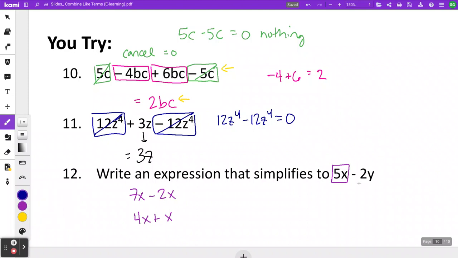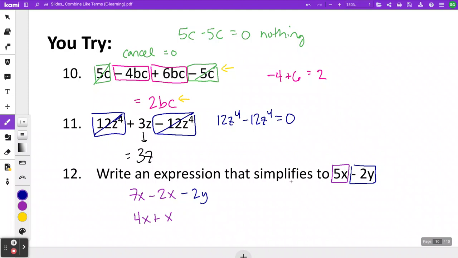Now the other thing I need is my minus 2y. Now I could go ahead and just write minus 2y. This first problem here would simplify to give me 5x minus 2y. If I simplified this problem, I would simplify the x's and combine 7x minus 2x. That gives me 5x. And then I still have my minus 2y. So that would be good.